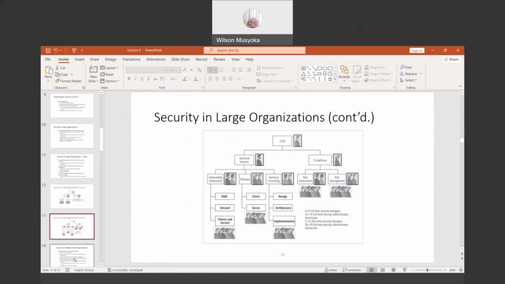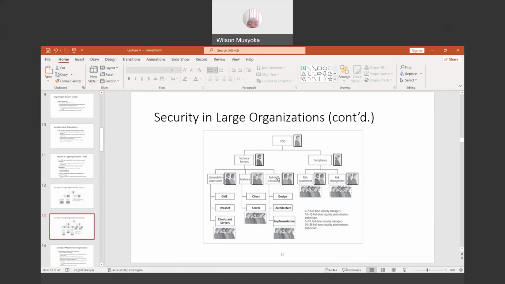Still in those large organizations, we can take it down now to ensure that apart from these guys we have talked about, down here, there are people who are specifically assigned to maybe the demilitarized zone, maybe to the intranet and clients. When we are talking about customer service, the clients and servers. Again, there are people when it comes to vulnerability assessment, malicious software, the same. We can have guys who are assigned to dealing with client issues. There are guys who are also assigned to dealing with server issues when it comes to malicious software.